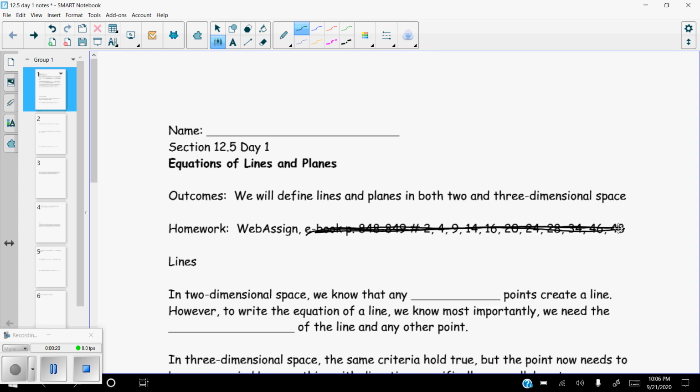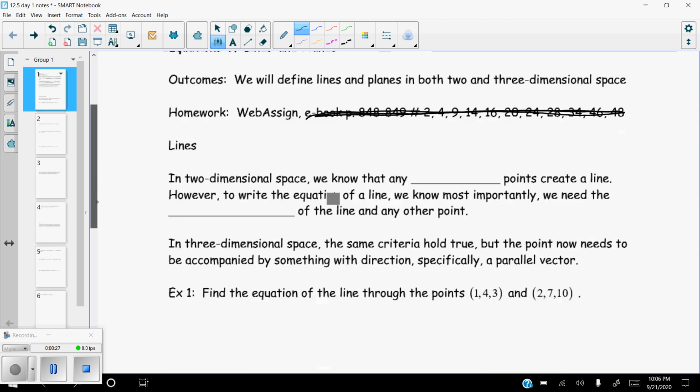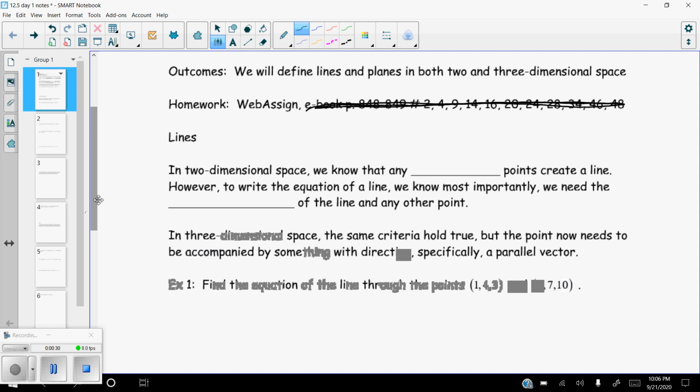All right, so we're going to define lines and planes in both 2 and 3-dimensional space. Fortunately, we kind of know what lines are in 2-dimensional space. We've been dealing with those since Algebra 1. In 2-dimensional space, we know that any 2 points create a line. So all you need are 2 points. However, to write the equation of a line, we know the most important thing that we really need is the slope of the line. And then any other point.